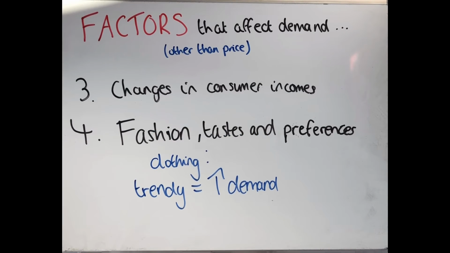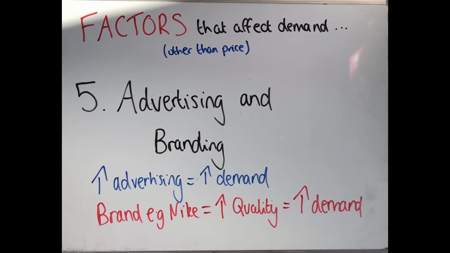The next factor that affects demand is fashion tastes and preferences. If something is on trend or has become popular, demand for it will increase. And this is very relevant when talking about the clothing industry because fashion is constantly changing. The next factor is advertising and branding. If a business increases its advertising for its products, demand is likely to increase. And if a business has a well-recognised brand, for example, Nike, customers are going to perceive their products as high quality, which should lead to an increase in demand.